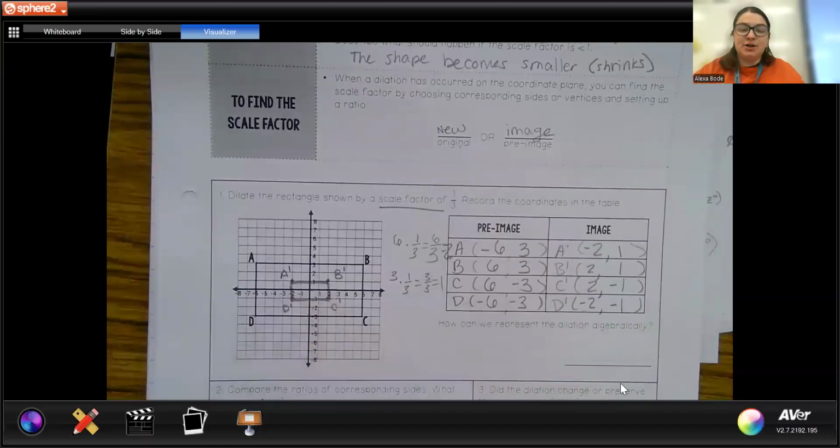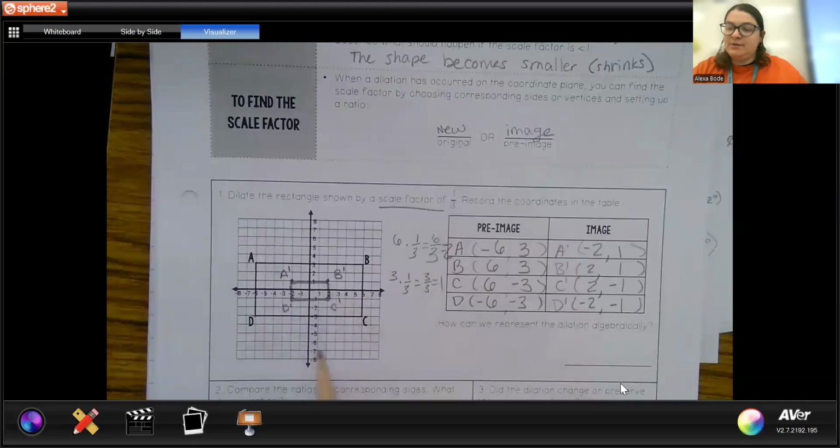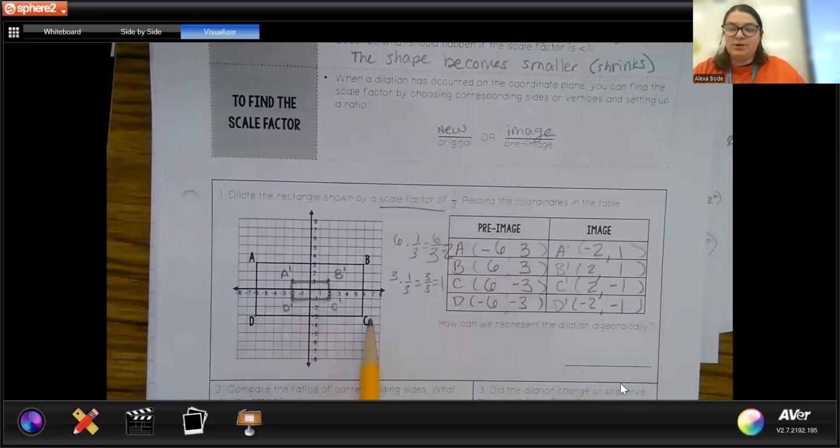To make sure that I did it correctly, I can see that the side length here is 2, while the side length on the original was 6. So 1/3 of 6 gives me 2. Same thing down here. The new side length is 4. The original side length was 12. 12 times 1/3 is 4. So my side lengths are also being multiplied by that scale factor.